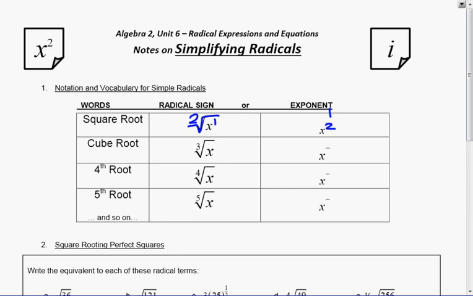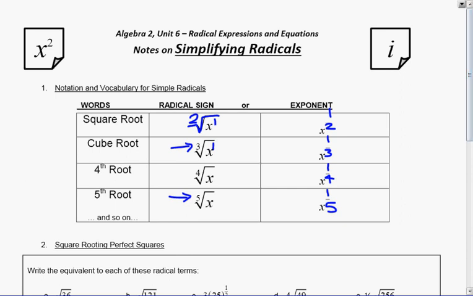Okay? The next one we have is cube root. Here we have 3 on the index. Of course, there is a 1 exponent there. So we would write it as x to the 1/3. Fourth root, you guessed it. That 4 goes in the denominator for the exponent, and it's written as x to the 1/4. And then the fifth root, here we have the 5 on the index, so we write it as x to the 1/5, and so on and so forth.